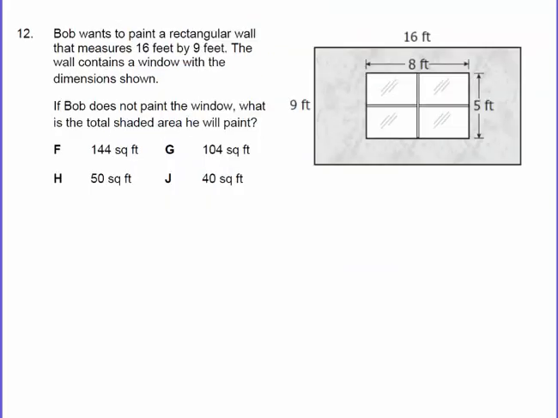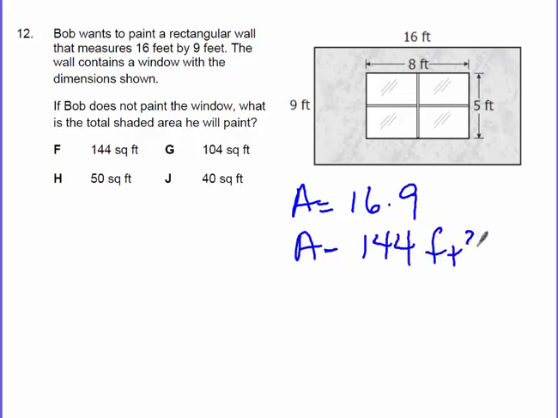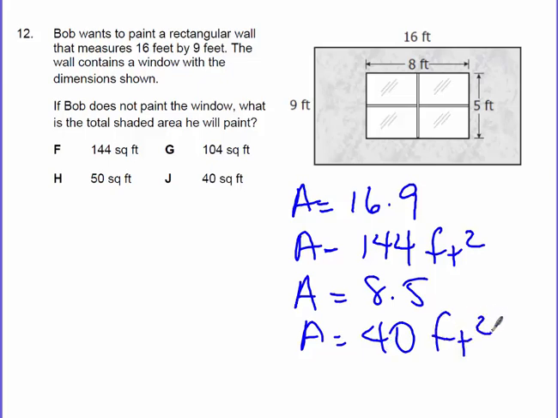So for question number 12, Bob wants to paint a rectangular wall that measures 16 feet by 9 feet. The wall contains a window with the dimensions shown. If Bob does not paint the window, what is the total surface area he will paint? Okay, it talks about shaded area, so we're talking about this area right in here, all this wall right here. So in this particular one, we've got to find the wall and then cut the window out. So we start with the wall. A is equal to 16 times 9. When you find that area, you end up with 144 square feet. The window is 8 feet by 5 feet, which gives us an area of 40 feet squared. So in order to find just the wall part, we do 144 minus 40, which gives us 104 feet squared.